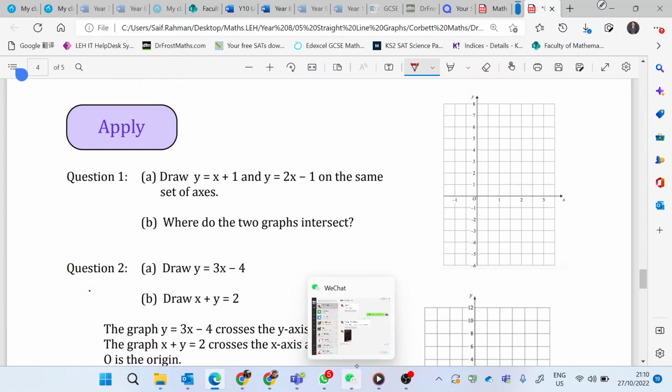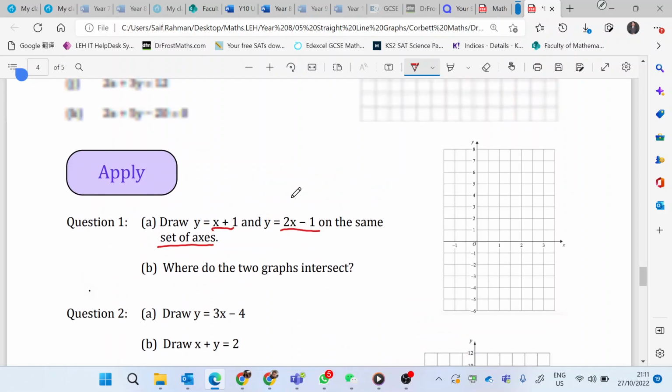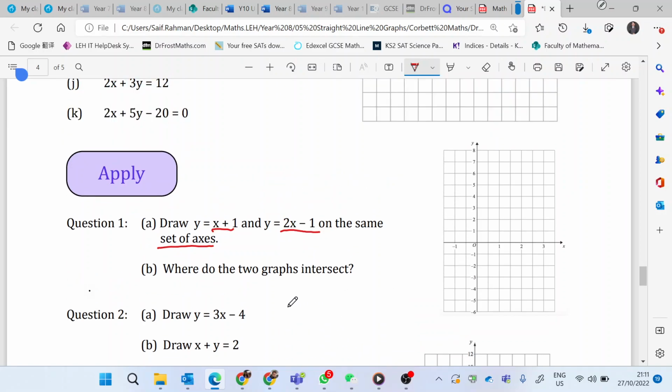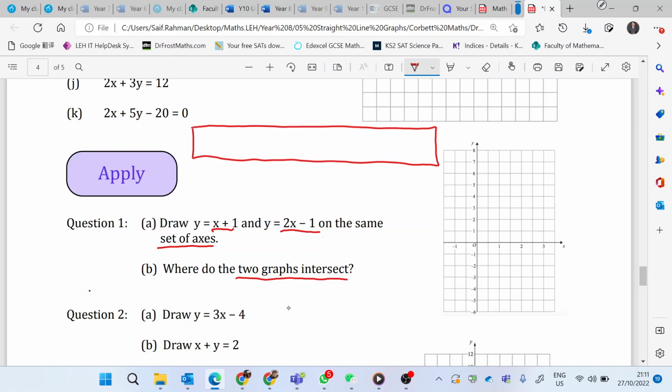Draw y is equal to x plus 1 and y is equal to 2x minus 1 on the same set of axes. So we'll draw these two lines, and then we will see where the two lines intersect each other. For that we again have to generate a number of values, the same procedure which we did in the above question, and we have to find the y values.